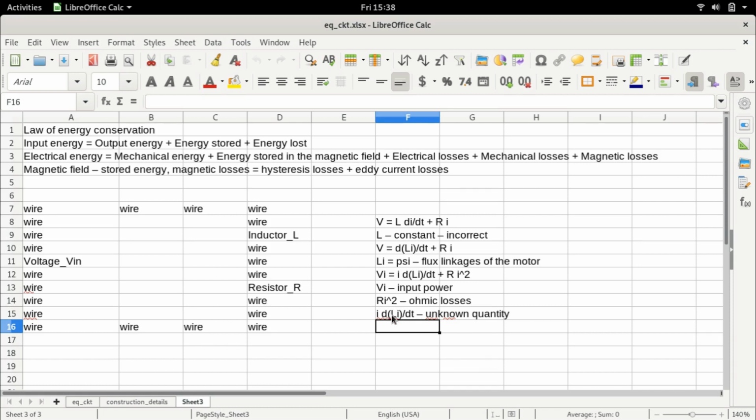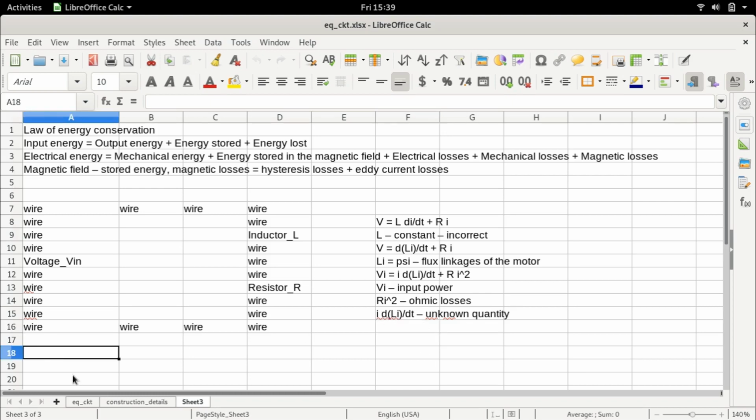So now this little unknown quantity here is what is intriguing, because we know the ohmic losses. We don't know what this is, and we know the power. So the power is equal to the ohmic losses plus some unknown quantity. And now we are beginning to make this analogy. We say that this unknown quantity is in some way related to this summation, that is mechanical energy plus energy stored in the magnetic field. So now the question is, what if we try to expand it?